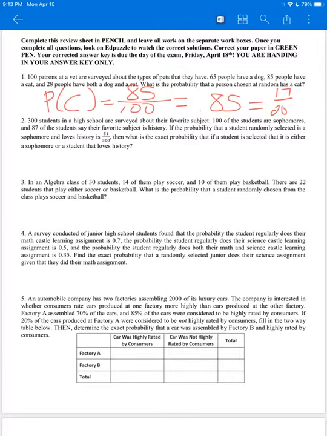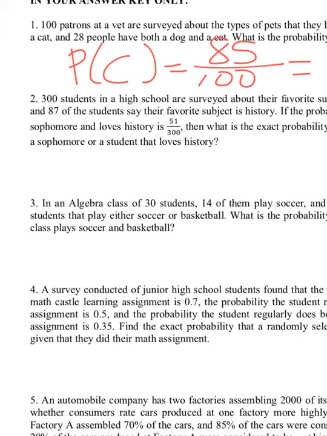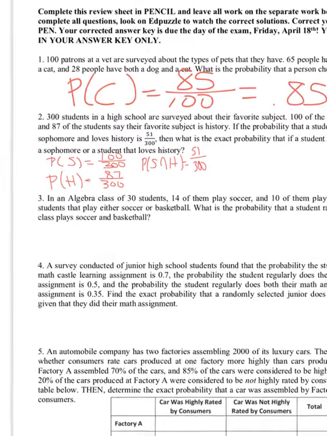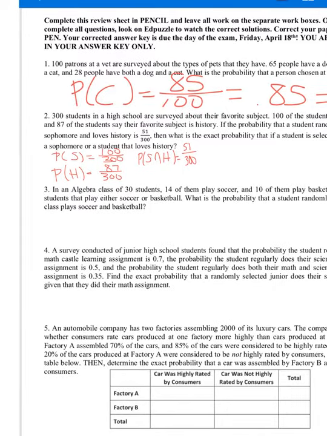For number 2, we have 100 are sophomores, 87 is history, and so the probability that they are sophomore is 100 out of 300. The probability that they love history is 87 out of 300. And then the probability of both, they're sophomore and they love history, is 51 out of 300. We want to know what's the probability that they are a sophomore or that they love history.